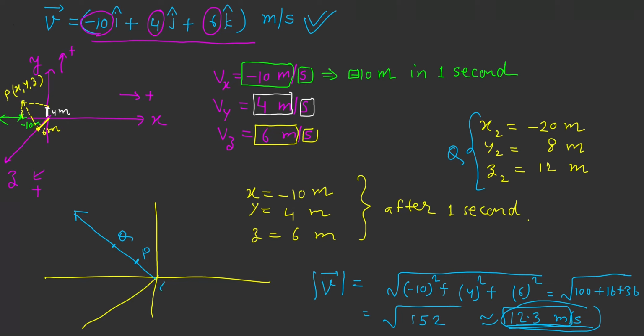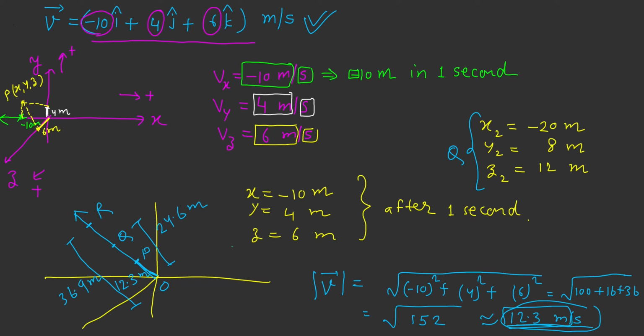So the distance of point P from the origin O will be 12.3 meters after 1 second. After 2 seconds, it will be multiplied by 2. So the distance of point Q from origin O will be 12.3 multiplied by 2, which is 24.6 meters. Similarly, suppose after 3 seconds the particle will be somewhere here. Suppose this is the point R, then the distance of point R from the origin O will be 3 times the distance traveled in 1 second. So it will be 36.9 meters.